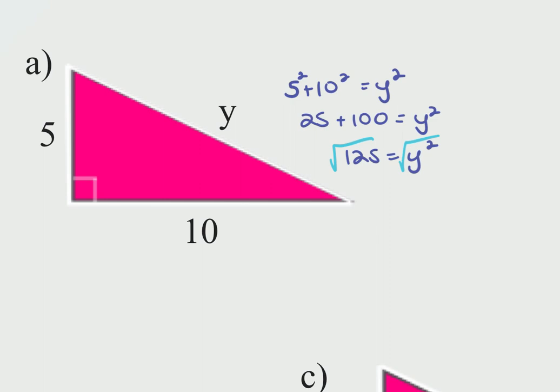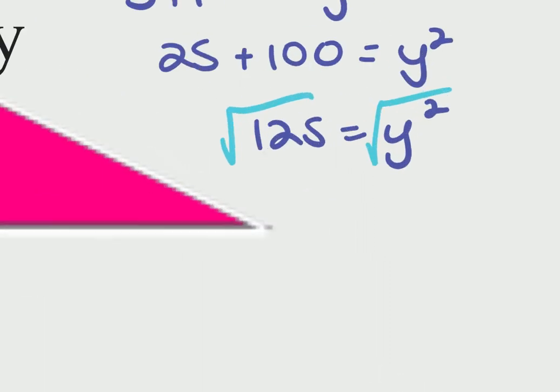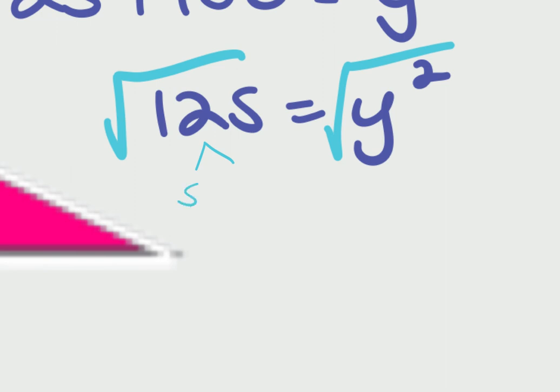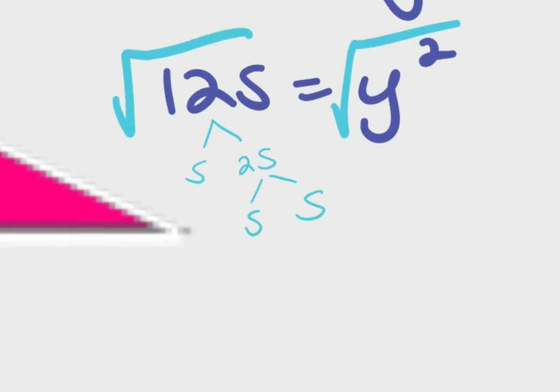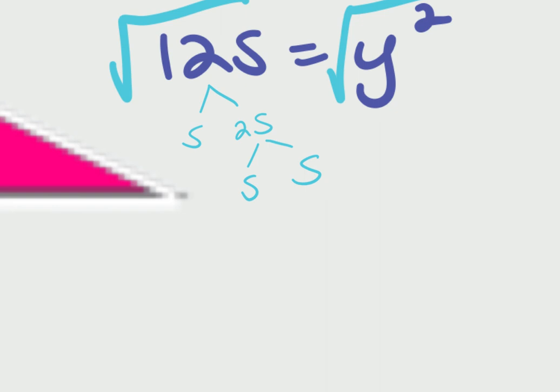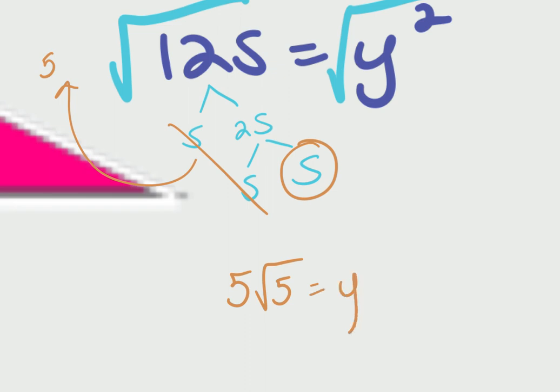I just square root. Is 125 a perfect square? No. Can I break it down? 5 and 25, 5 and 5. So a pair of 5s comes out as one 5 on the outside, and the single 5 that doesn't have a match stays underneath. So they have to be simplified.